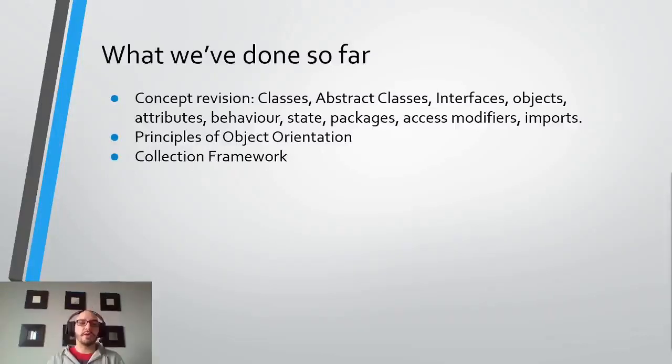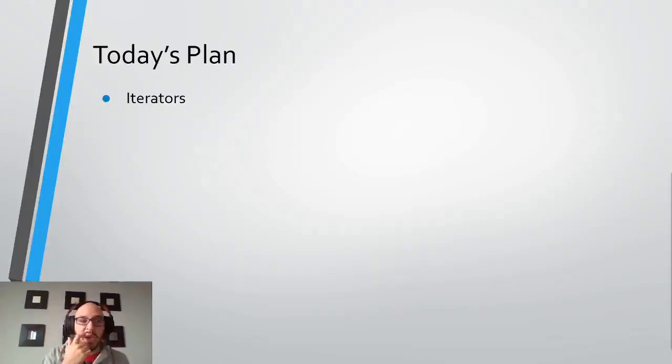Then we moved towards principles of object orientation. We talked about the 4 pillars of object orientation, which are encapsulation, abstraction, inheritance, and polymorphism. And then we moved towards the collection framework. Now, your CA was heavily focused on the collection framework, and this is where we're going to start from.